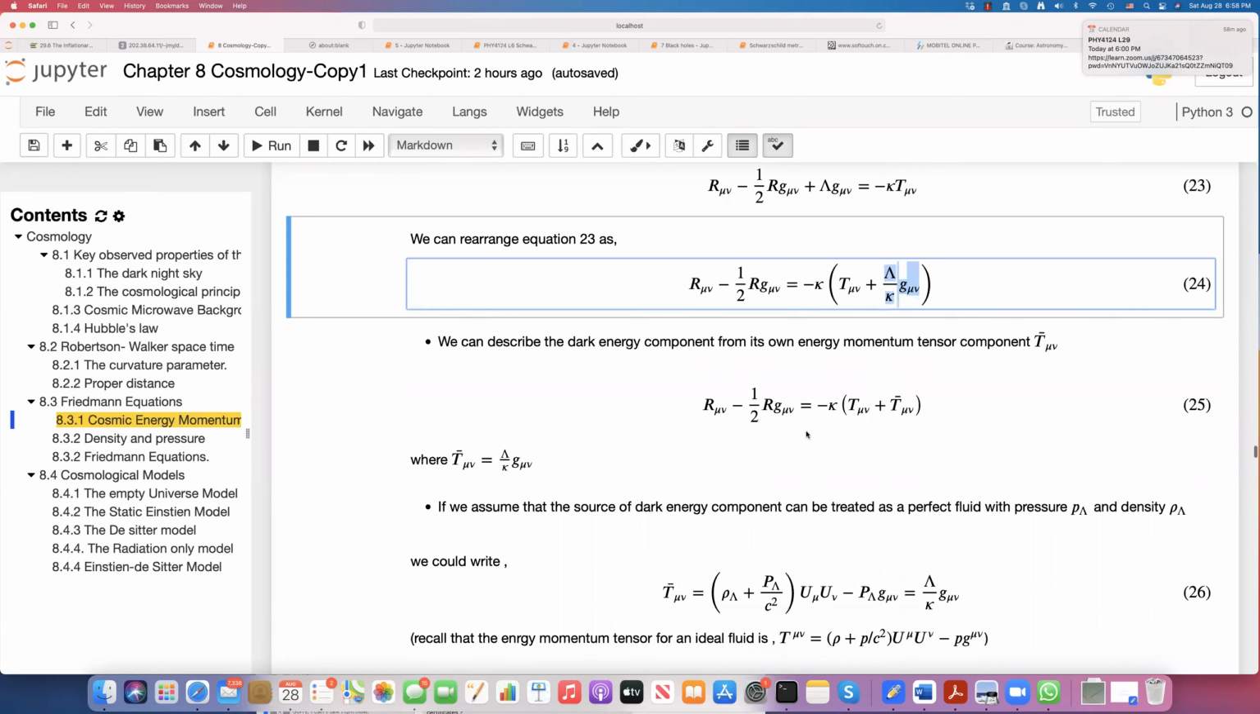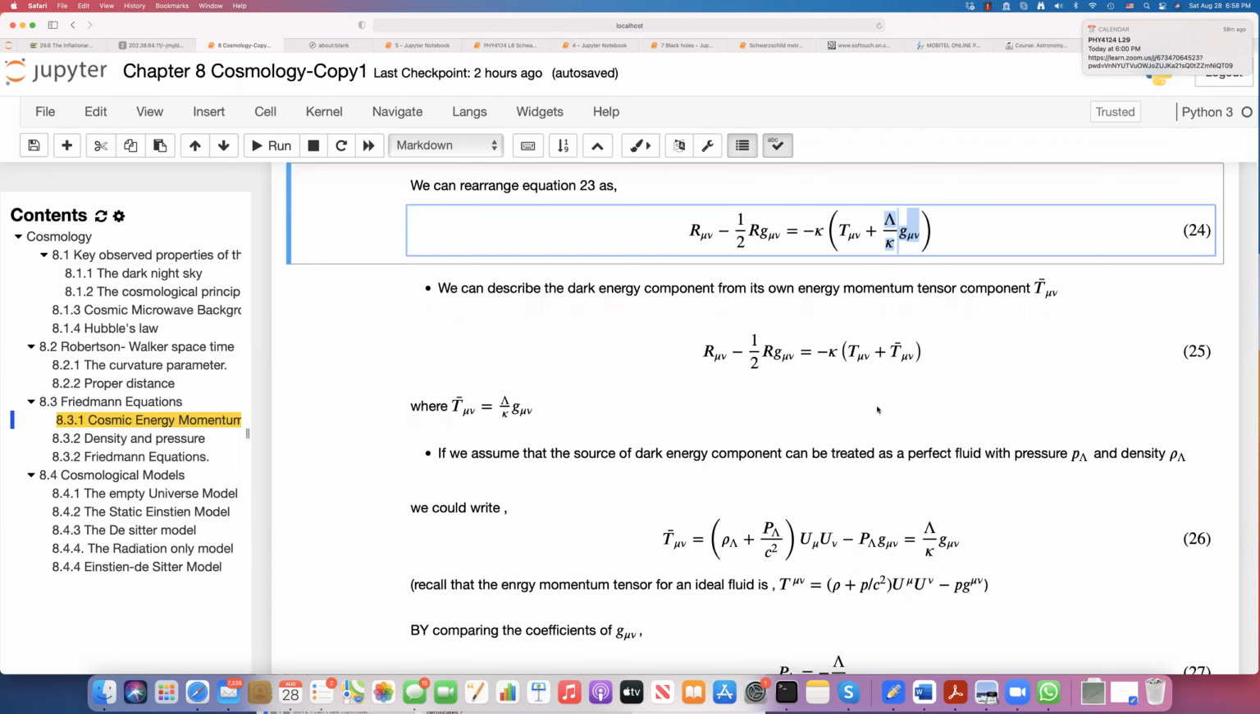Now you can see that in Einstein's equation, you have the curvature terms on the left-hand side, and on the right-hand side, you have the normal energy momentum and the source of dark energy right here, T bar mu nu. So that's what I have done here. My aim is to show you how this dark energy term looks at the end.